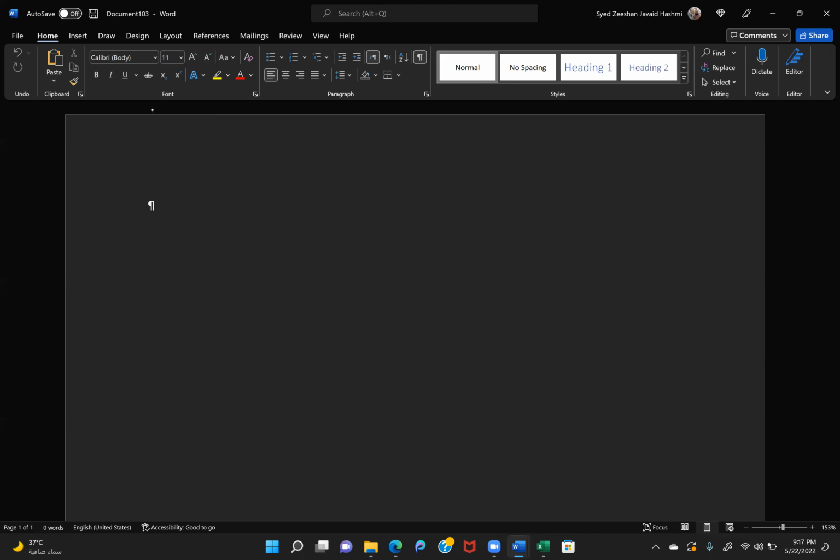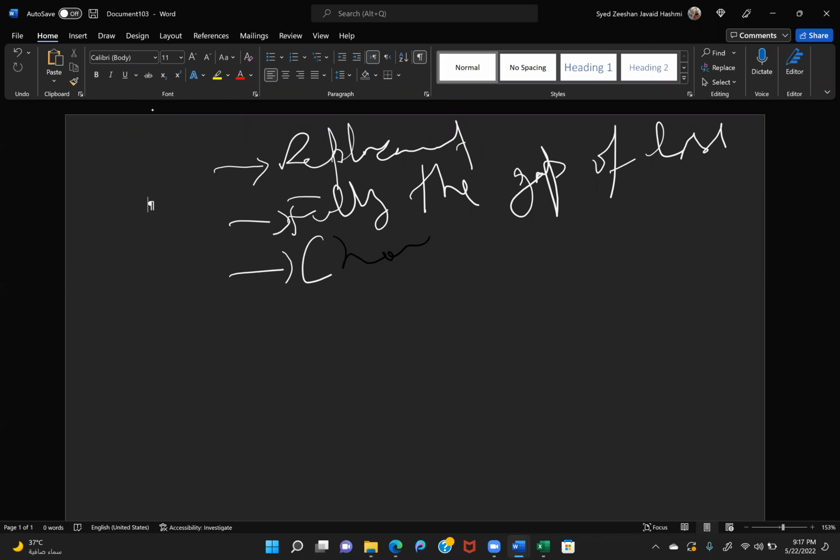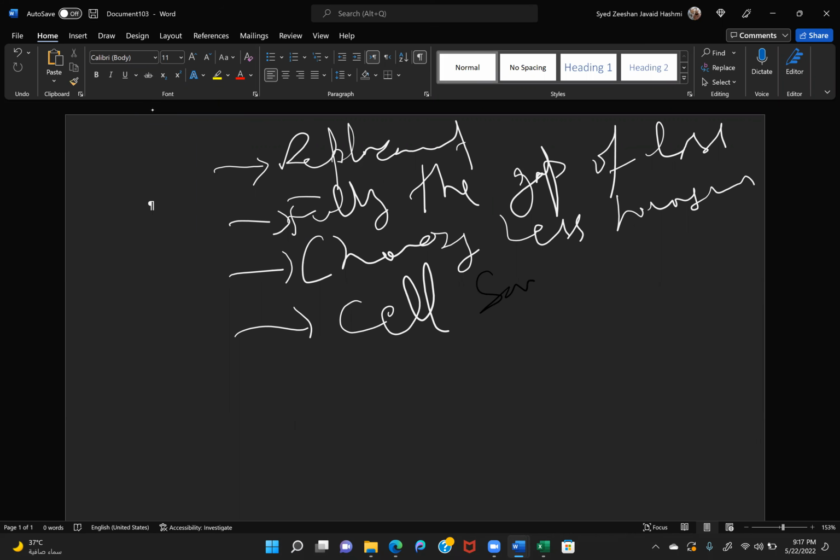Okay, so these are the things you should be considering. Again, I'm repeating: replacement, filling the gap of loss, and then choosing a less invasive technique. Cell saver, remember this word. Remember the word tourniquet. And one thing I forgot to tell, antifibrinolytics.